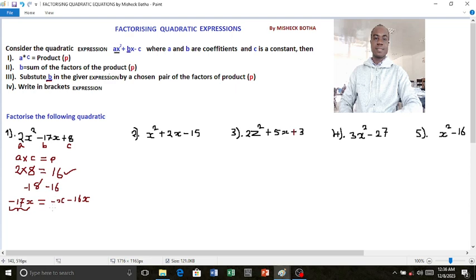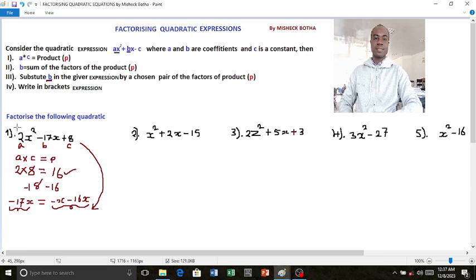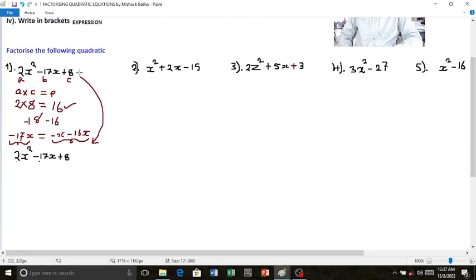So wherever we have negative 17x in our quadratic expression, we're going to substitute that by negative x minus 16x. So let's do that. Let me just bring the quadratic expression down so that you can follow through nicely. Alright, we brought it back. Now we can proceed.